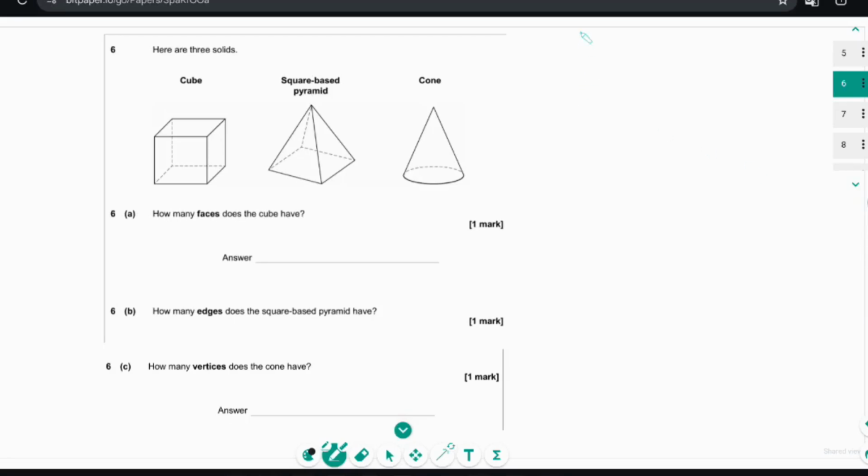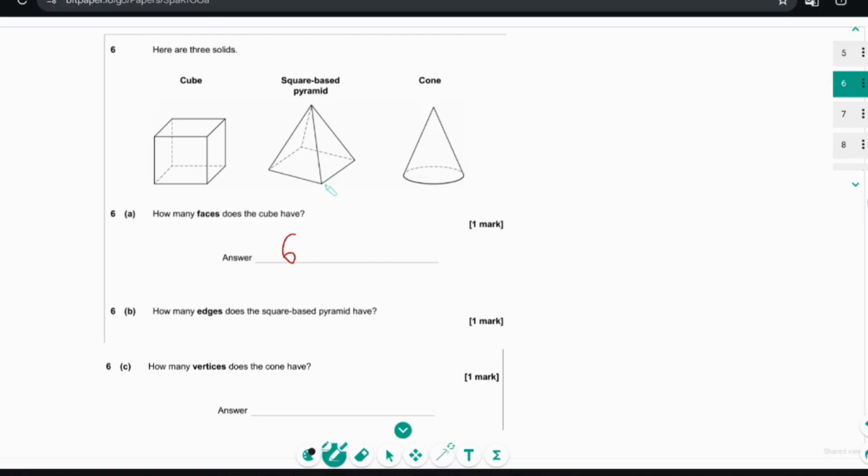Here are 3 solids. How many faces does the cube have? So faces is like the front face. They're like the surfaces, if that makes sense. So I think of a cube as like a dice, isn't it? So a dice has 6 faces. The answer is 6.